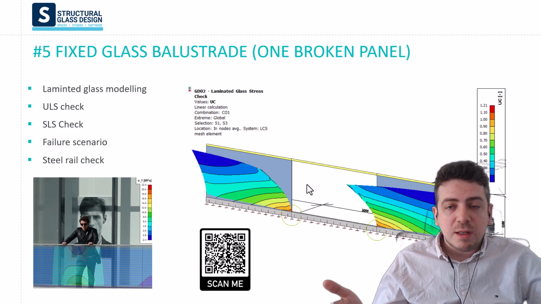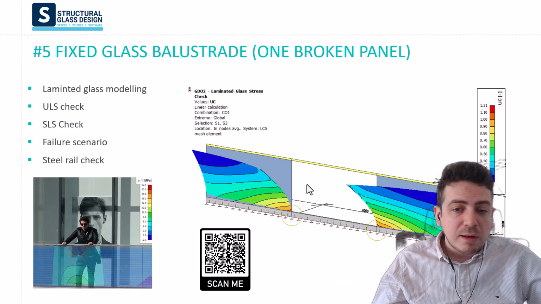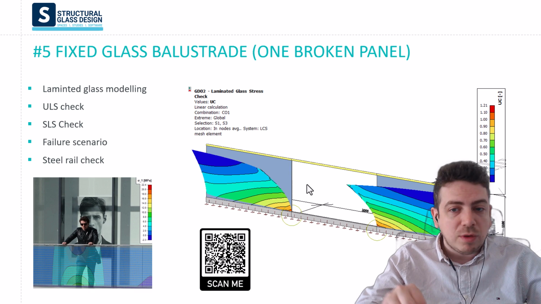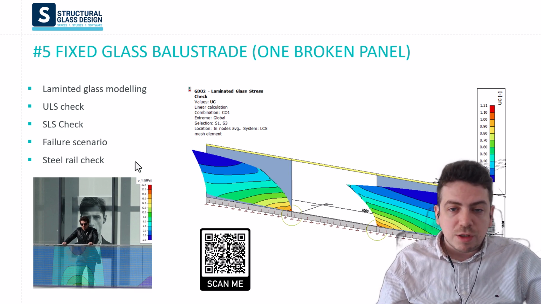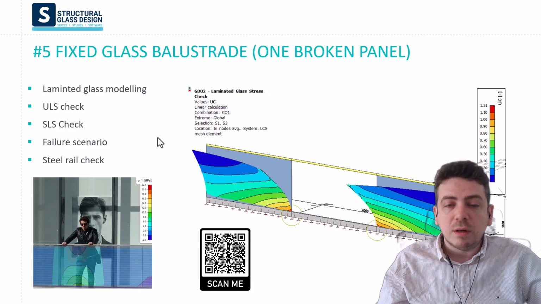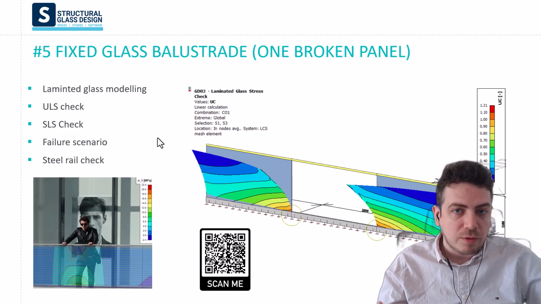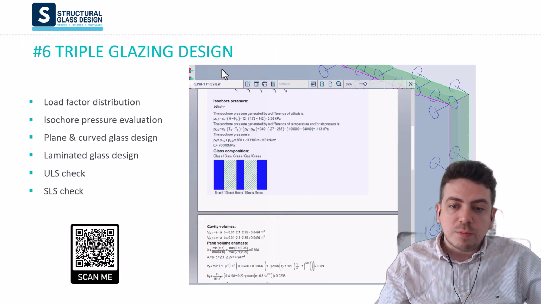Also, you have here an example where you take into account the failure of one of the panels. So you see how it redistributes the loads through the handrails and the different checks. These models also have an engineering report behind, so if you have SCIA Engineer, you can open and explore more.